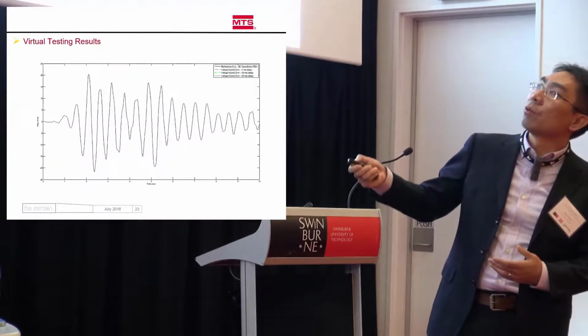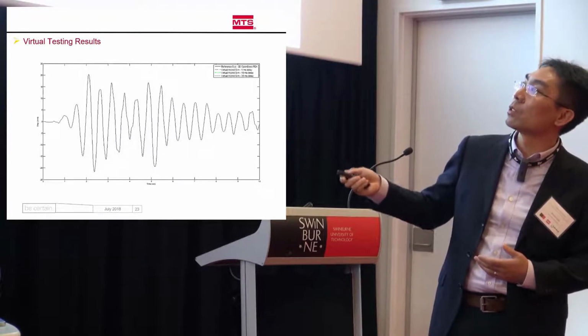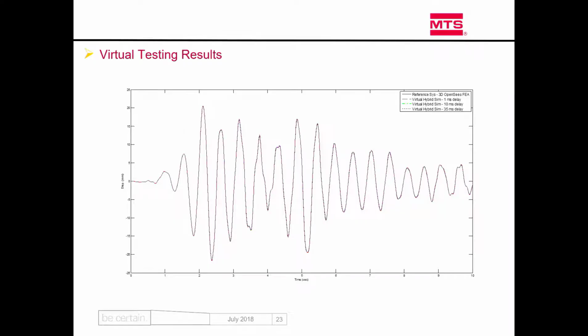And again, using that virtual hybrid simulation validation, that's the reference response. At 1 millisecond of delay, same thing. So practically, engineering-wise, it's the same response. At 10 milliseconds, you see those negative damping effects. And then at 35, of course, the system response is not accurate anymore. This result is probably not acceptable, but at least it's still stable.